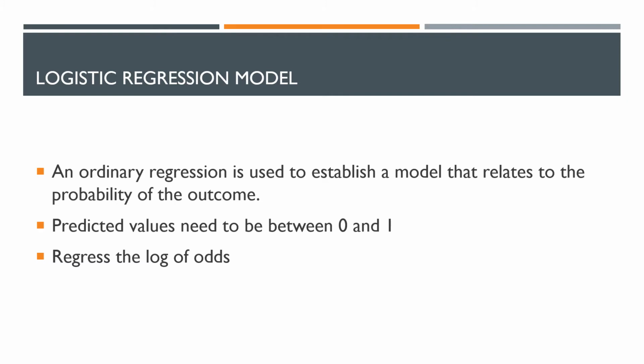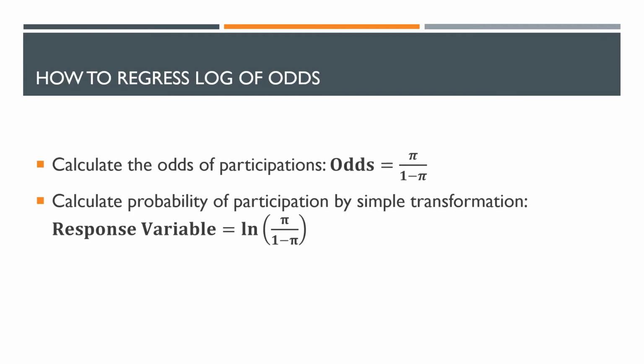We need to regress the log of odds of participation on the predicted values. Log odds range from 0 to infinity, therefore there would be no problem of being out of range as seen in the probability function. So how do we regress log of odds?